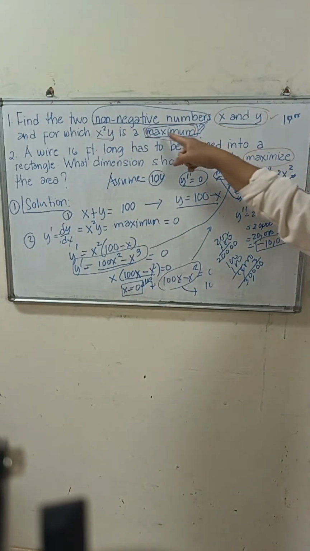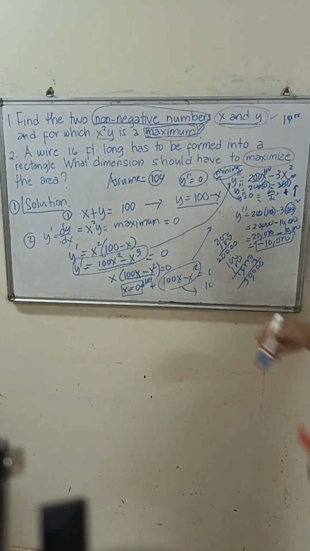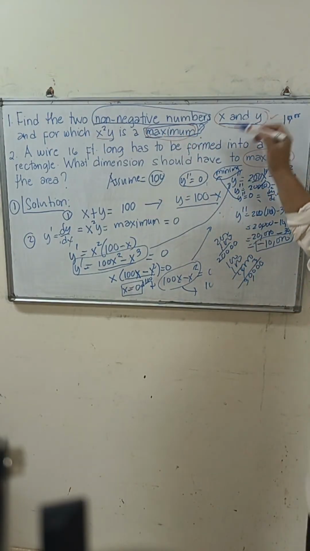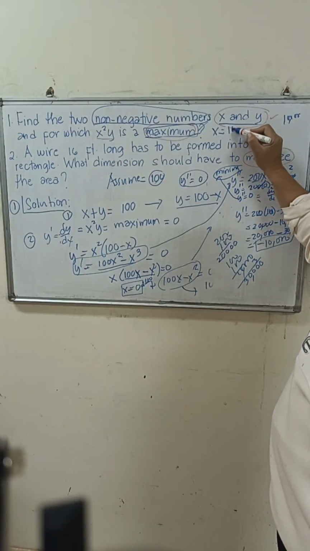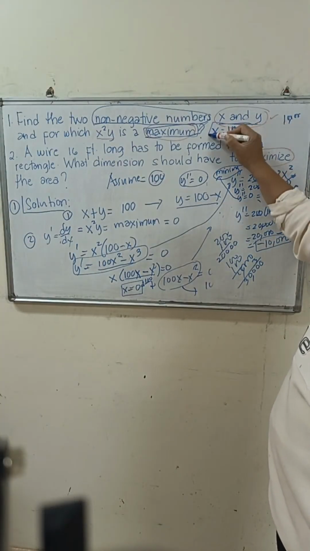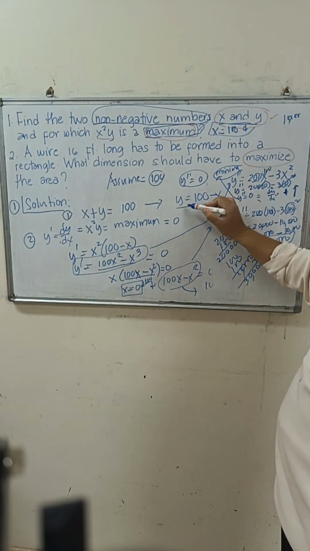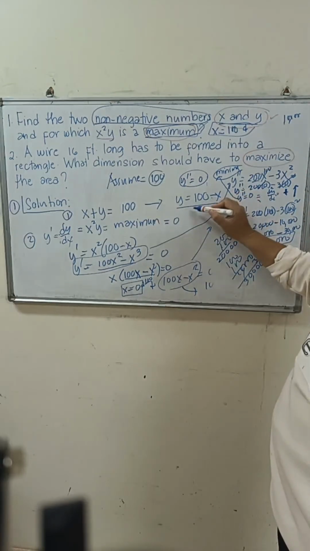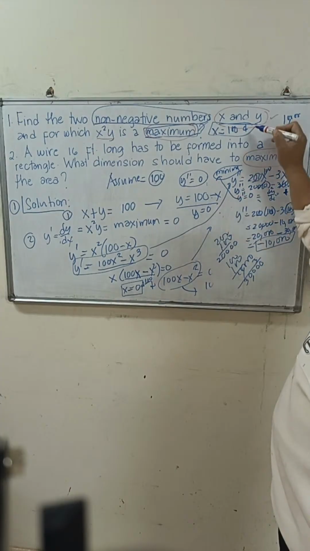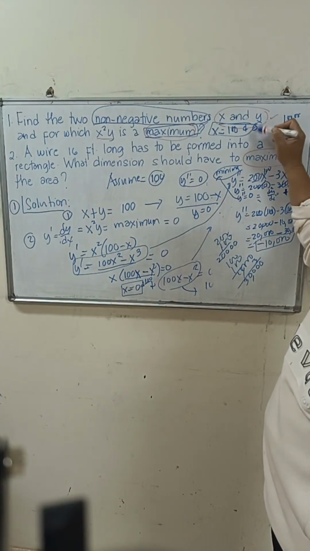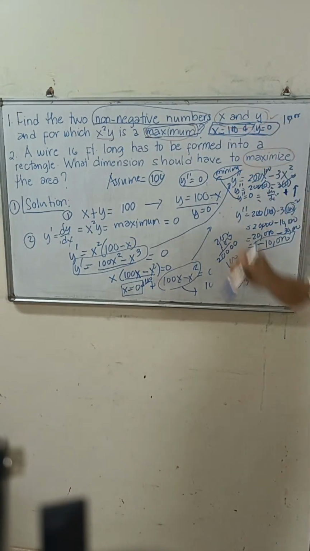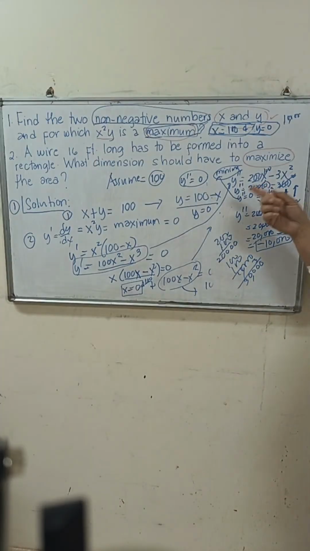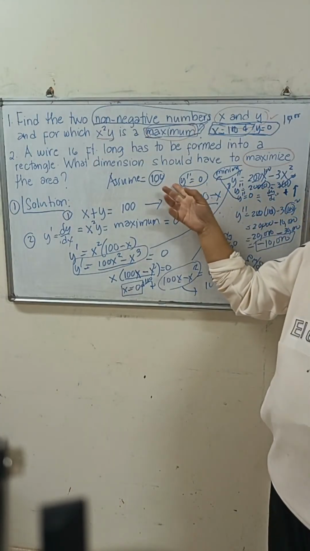This is a maximum, so meaning to say your answer is 100. X is 100. How about your y? Y is equal to 100 minus x, so y is equal to 0. So your answer is x is 100 and y is equal to 0, because we are assuming a number which is also 100.